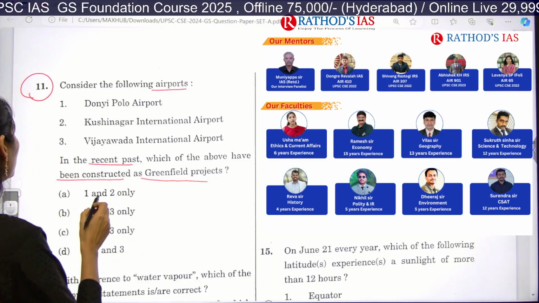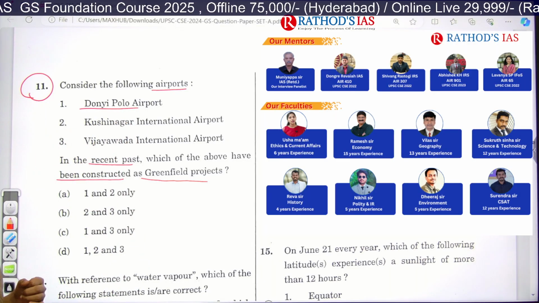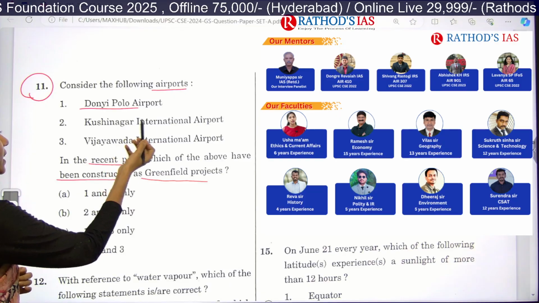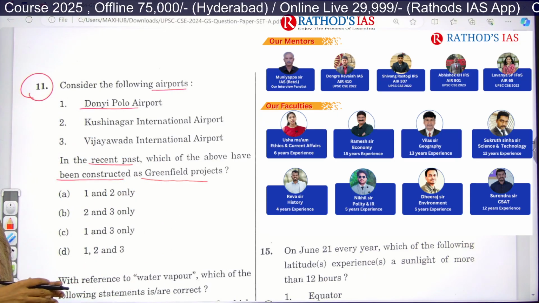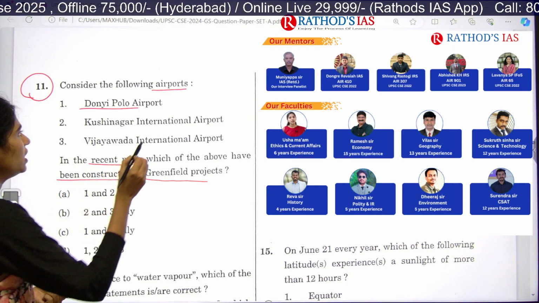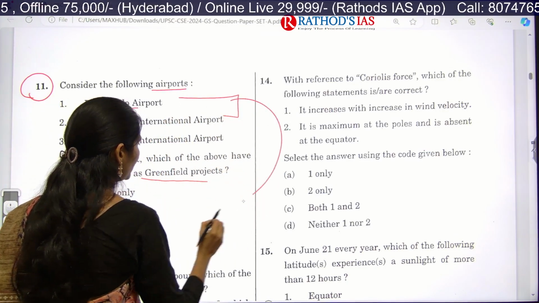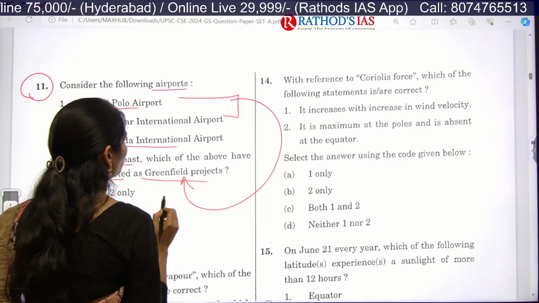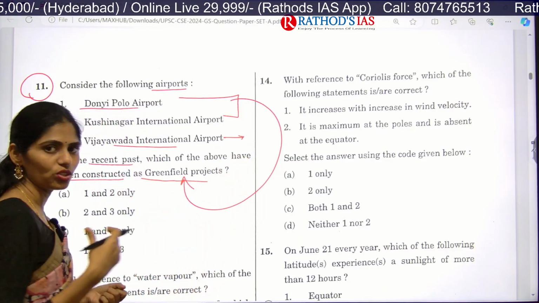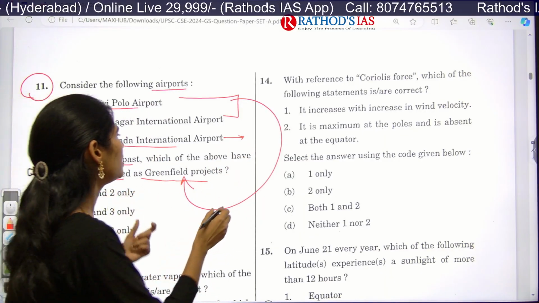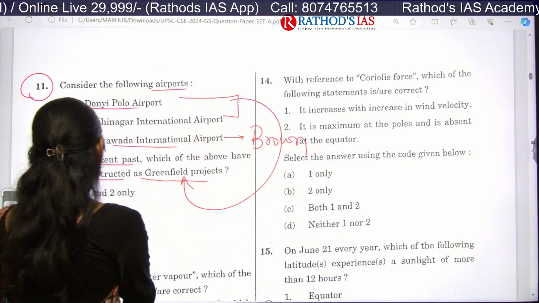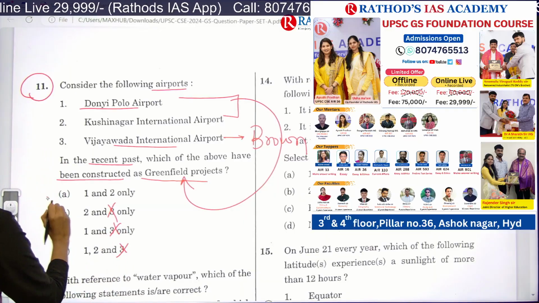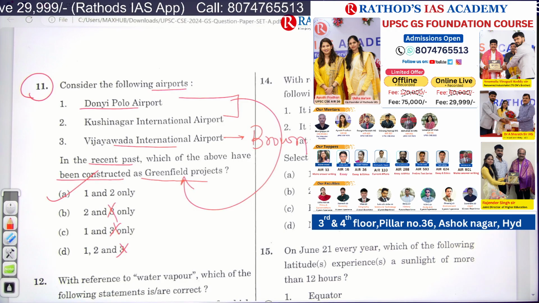The first one is Donyi Polo Airport in Arunachal Pradesh. The next one is Kushinagar International Airport. And the third one is Vijayawada International Airport. Out of these 3, the first 2 are greenfield projects. And for Vijayawada International Airport, they are now going to have 4 lanes, so actually it is a brownfield project. So you can eliminate this 3. The correct answer is A, 1 and 2 only. I hope it is clear, right?